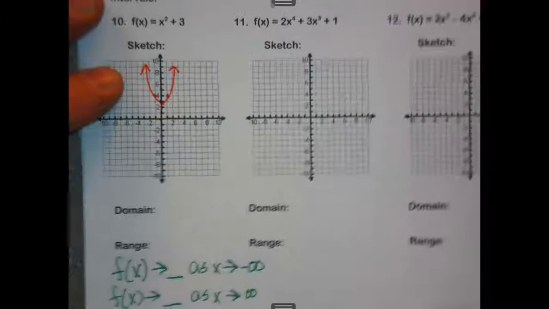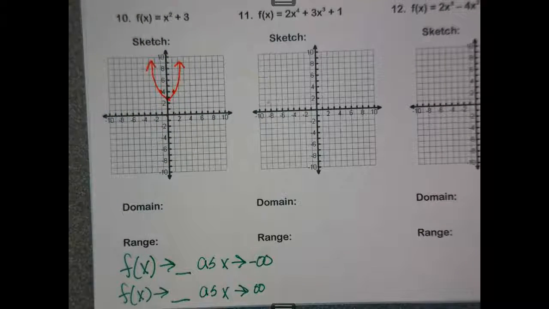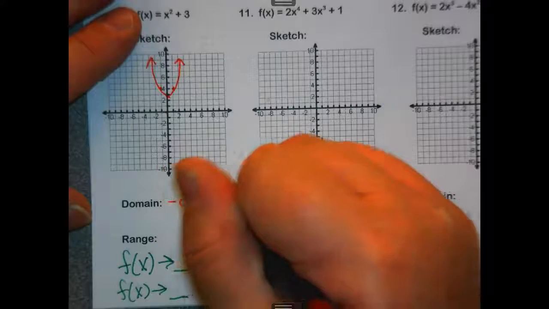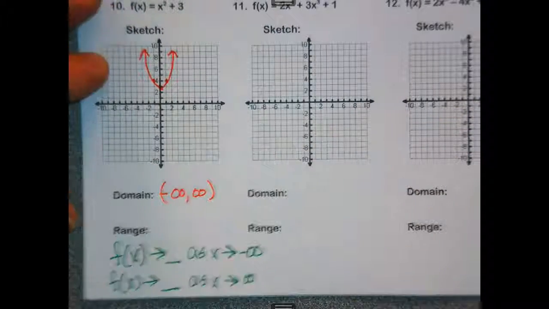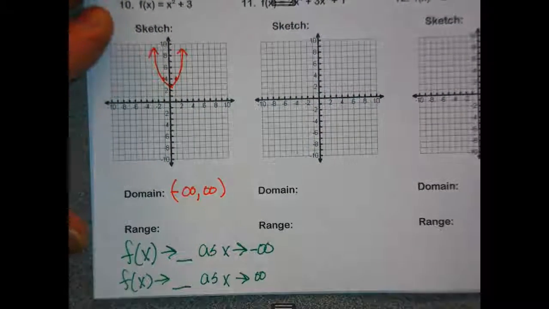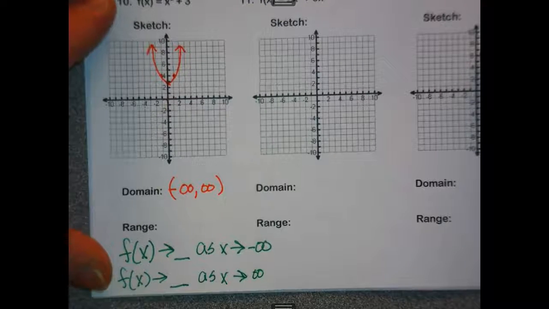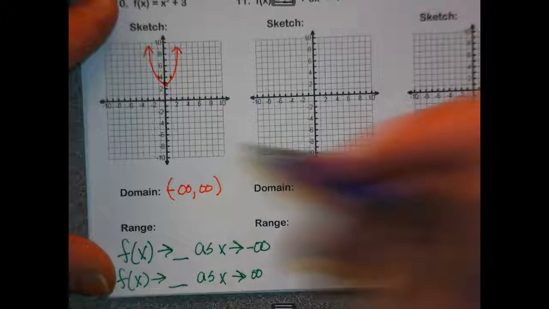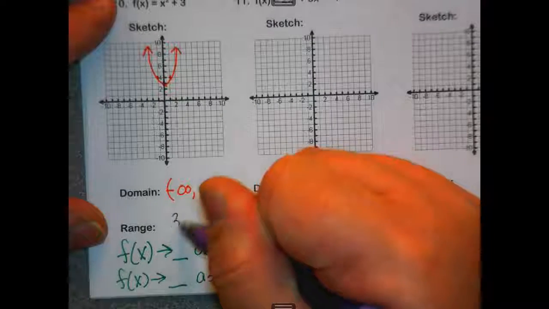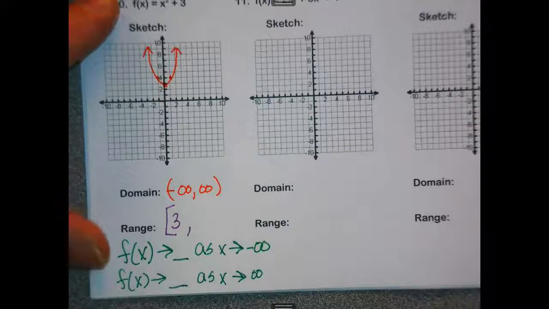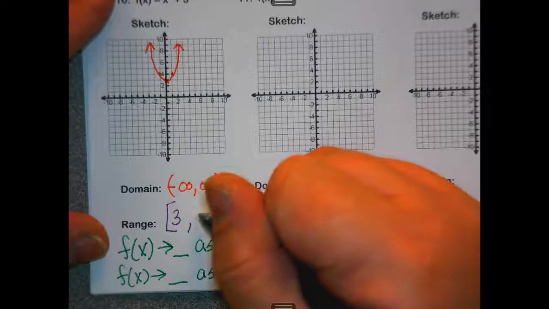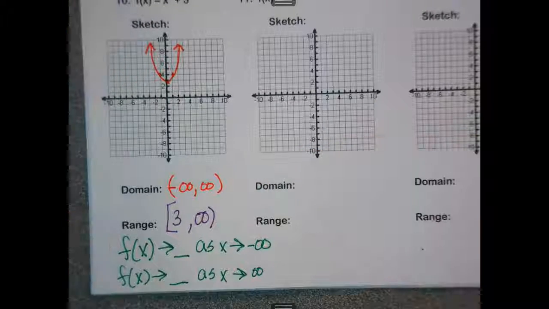And what's my domain? What's the domain for all parabolas in this class? Negative infinity, positive infinity. And what's my range for this parabola? What's my least y value? 3. Does it include 3? So I'm going to put a bracket. And where does it end up? Infinity, which always gets a parenthesis, right?